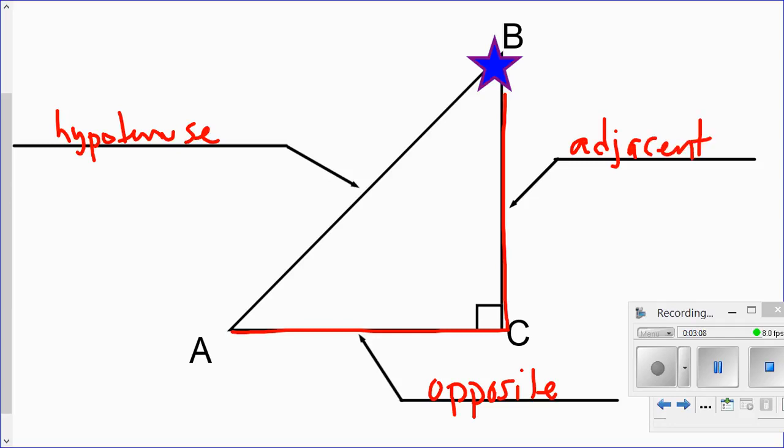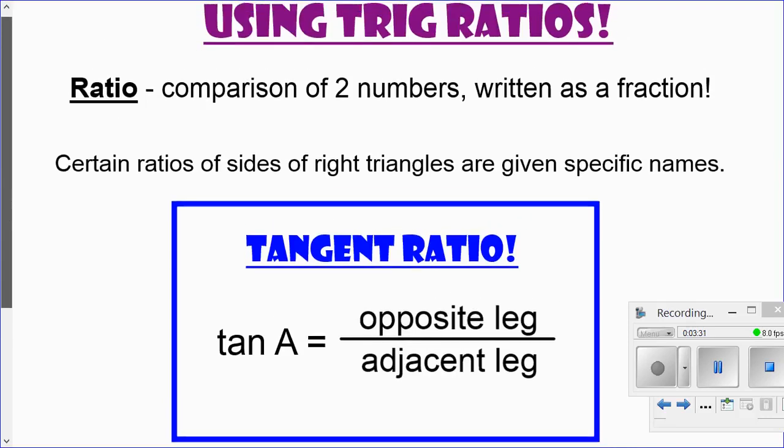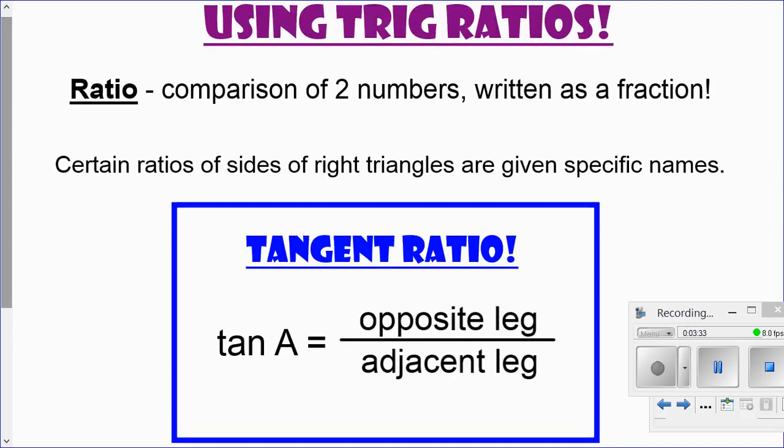Now, oftentimes when we are referring to these three sides of a right triangle, we'll just use the first letter. So capital H for hypotenuse, opposite is capital O, and adjacent is capital A. So let's take a look at how we would use these ratios. A ratio, we remember, is a comparison of two numbers written as a fraction. Certain ratios deal with right triangles and their side lengths.